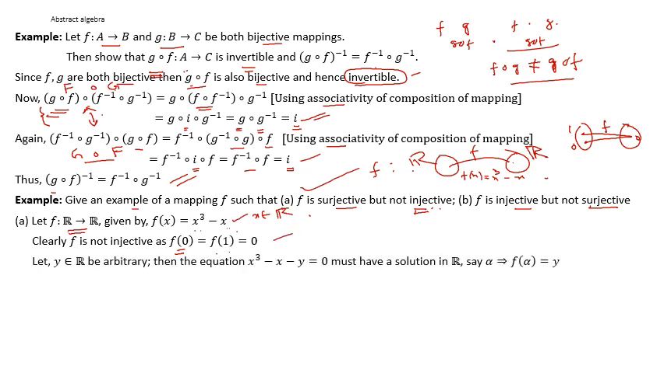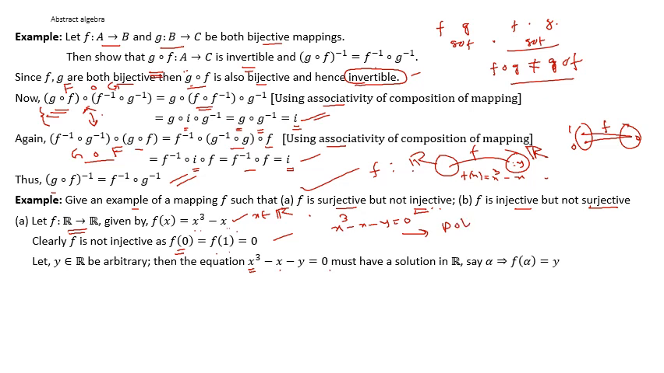But we'll have to show that it is surjective. We have to show it is surjective. Suppose y belongs to R is an arbitrary element. Now আমরা যদি একটা equation consider করি, say x cube minus x minus y equal to 0. This is a cubic equation in x. And আমরা জানি যে any cubic equation is a polynomial equation. This is x cube minus x minus y equal to 0.